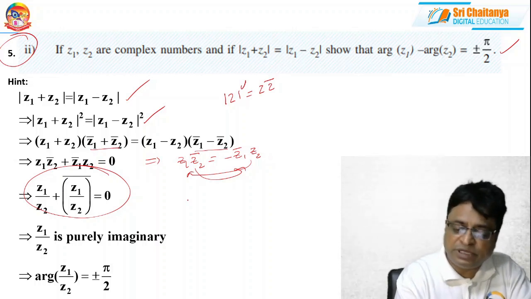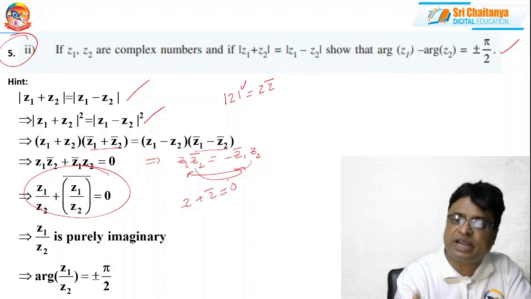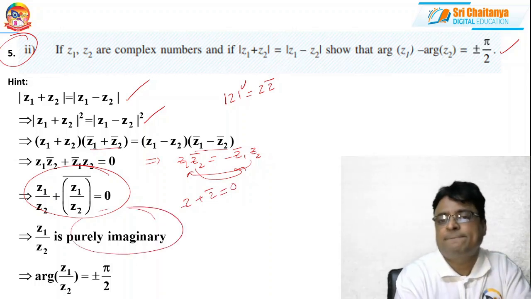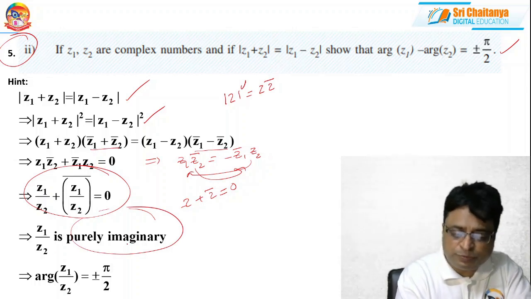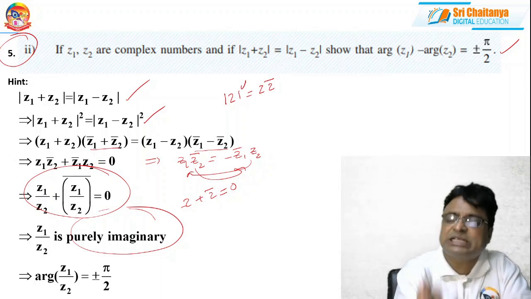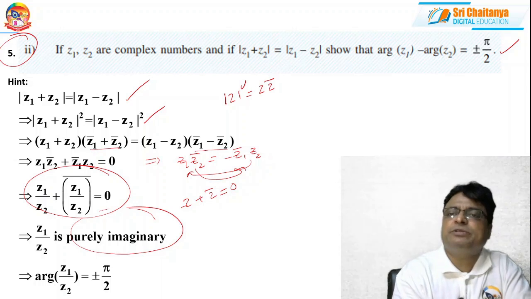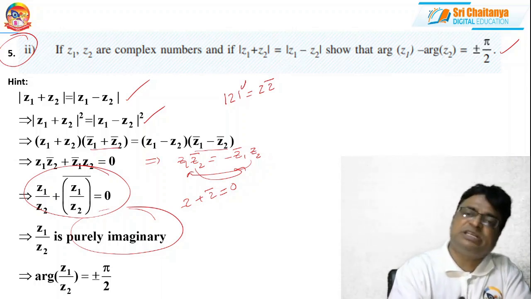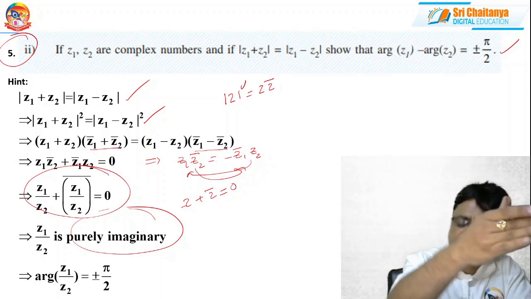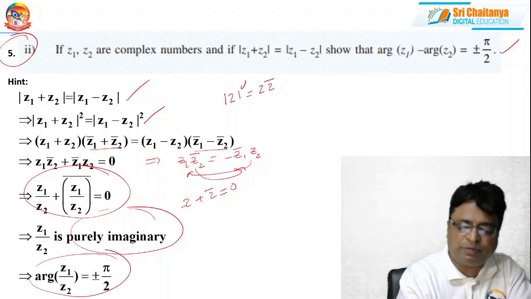Already I told, whenever Z plus Z bar equal to 0, please watch our previous videos, there I have given this funda. Then the complex number is purely imaginary. So Z1 by Z2 is purely imaginary. Purely imaginary means the complex number lies on the y-axis only. That means argument is pi by 2 or minus pi by 2. Y-axis means either the positive direction or the negative direction of the y-axis. If it is positive, plus pi by 2. If it is negative, minus pi by 2. Therefore, argument of Z1 by Z2 is equal to plus or minus pi by 2.